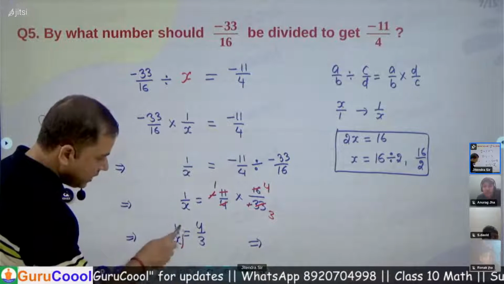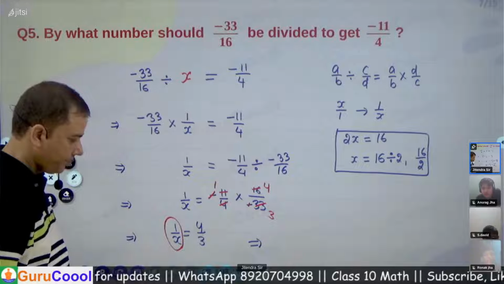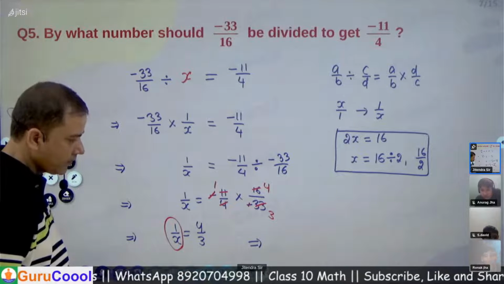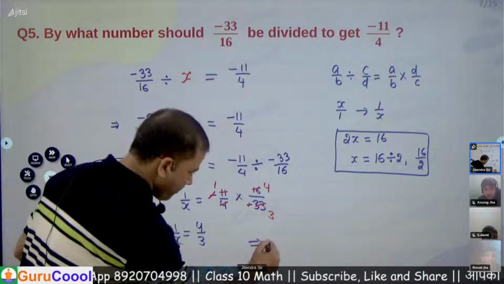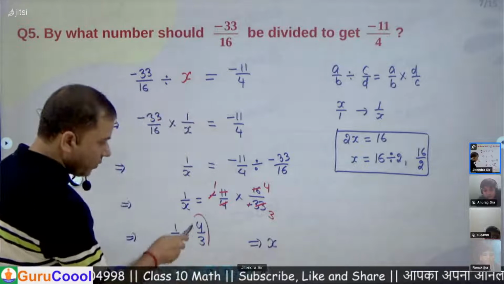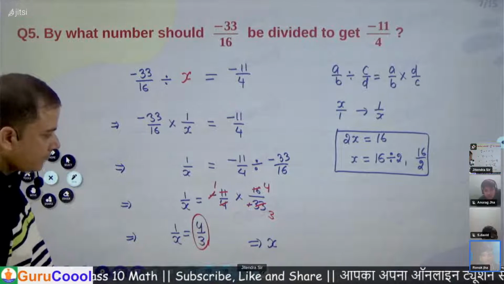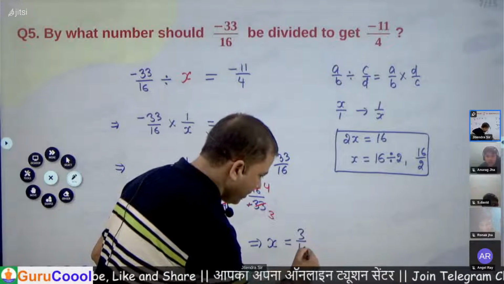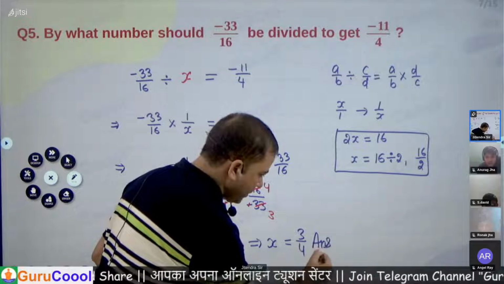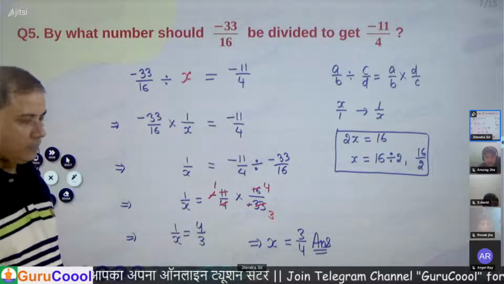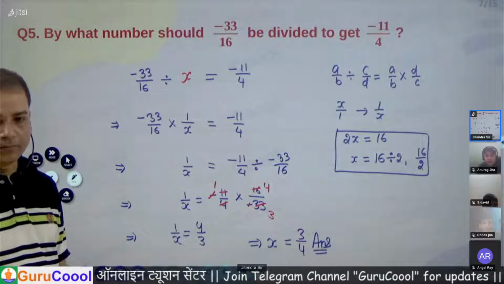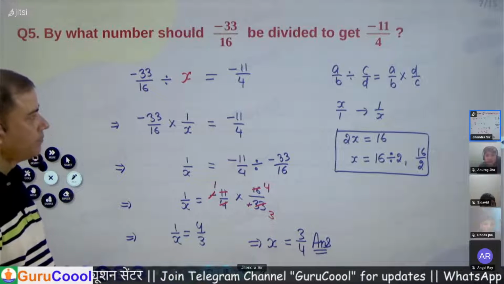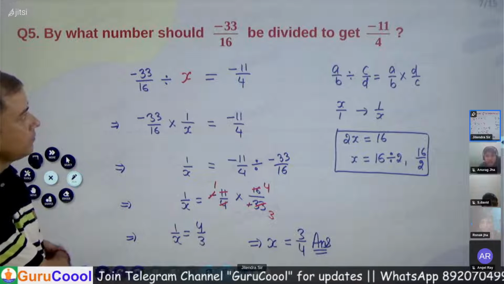On the left side, what is the reciprocal? X. On the right side, what is reciprocal? 3 by 4, and done. X value is 3 by 4. That is the answer. Any question? No, sir.